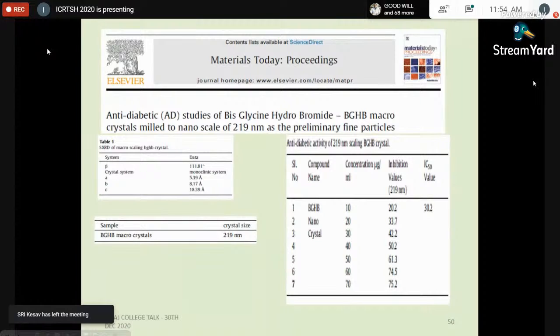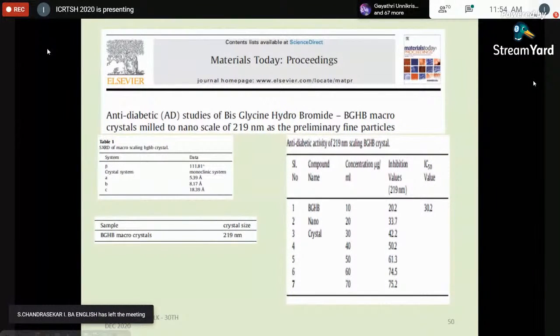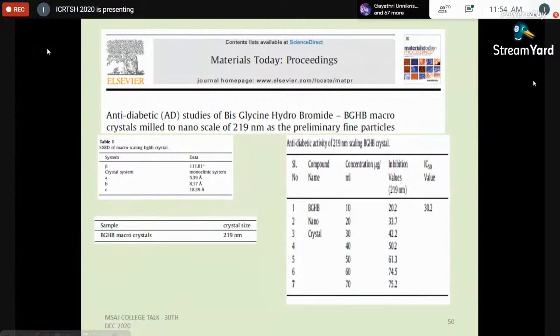Yeah, the same effect applies for anti-diabetic in the case of BGHP, bisglycine hydrobromide. Glycine is there. Based on the glycine, there is an enhanced output of IC50. There we have 290 nanometer as the initial scaling. So 290 nanometer, so probably it is 0.2 microns, right? So 0.2 micron, a very, very small value. So we can confine this as nanometer scaling of the macro scale, the effect of nanoscaling on the anti-diabetic property of BGHP. Next slide, please.